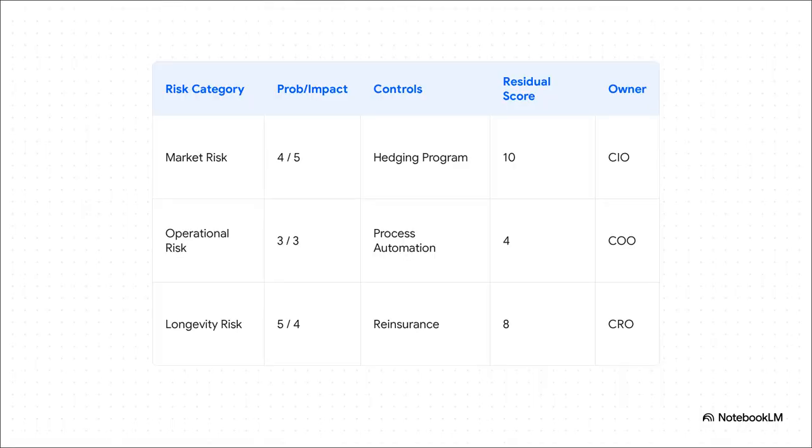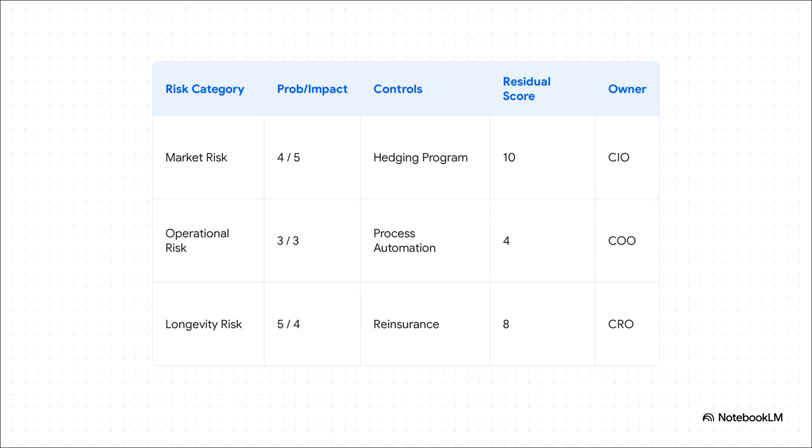And this risk register, this is where abstract fears become manageable facts. Let's just walk through the logic here. We start with inherent risk. That's the raw danger before we do anything about it. Take market risk. Probability of 4, impact of 5. Bang, you've got an inherent score of 20.